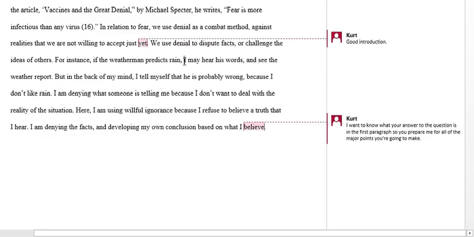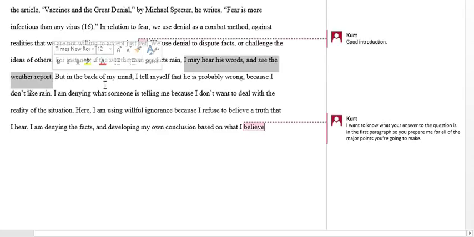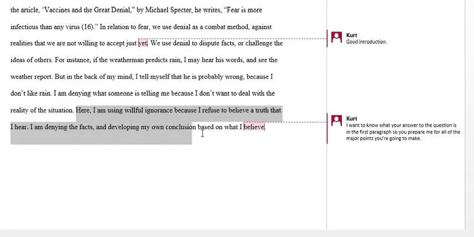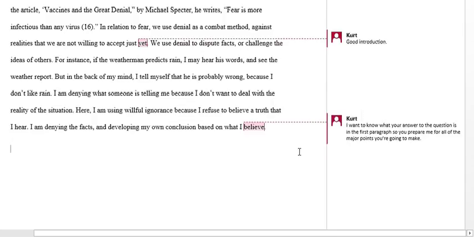Then finally, note also that she uses I. It's not wrong, but when she says I might hear his words and see the weather report, is she really talking about herself, or is she talking about a large group of people? And here, I guess the thesis is, here I'm using willful ignorance because I refuse to believe the truth that I hear. I am denying the facts and developing my own conclusion based on what I believe. Right? So she's showing what denialism is, but still I really think she should use keywords from her body paragraphs to really show what's going on.